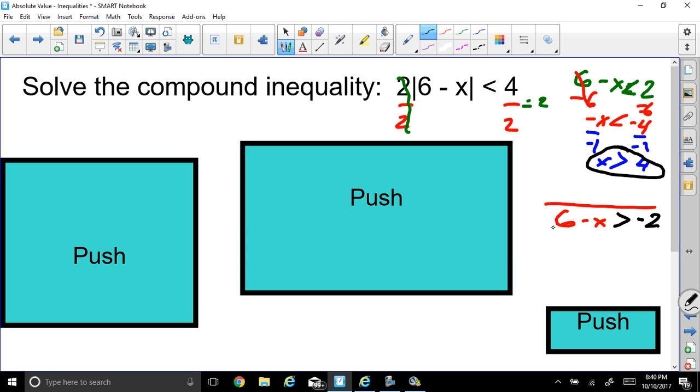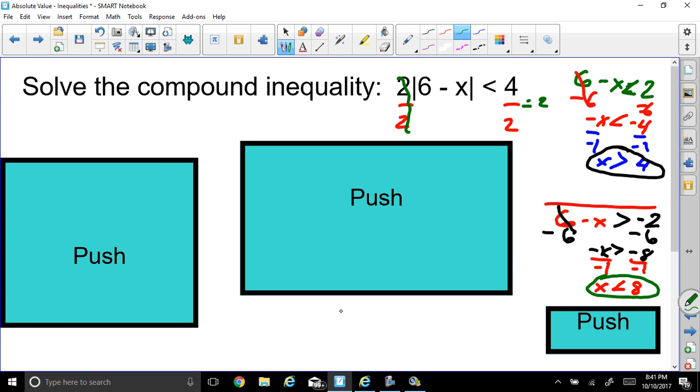Now let's deal with this one. Minus 6, minus 6. 6 is canceled. We have negative x greater than negative 8. Now let's divide both sides by negative 1 like we just did a second ago. Remember, when you're dividing by a negative, reverse the symbol. So I got to reverse the symbol one more time. So instead of being greater than, it is now less than. And 8 divided by 1 is 8, and the same sign is positive, so I get 8. x is less than 8.